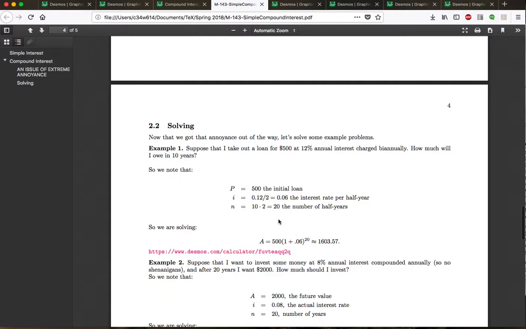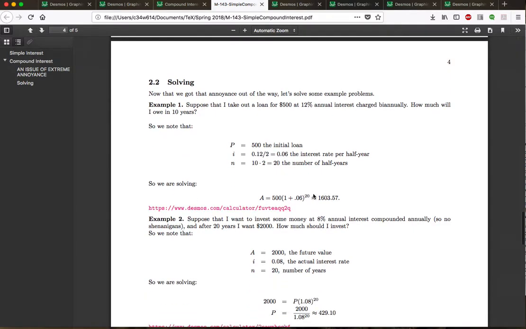So in this first example here, you take out a loan for $500 at 12% annual interest compounded biannually. How much do you owe in 10 years? So interest charged biannually means 6% interest for 20 half years. And so the amount you owe in the future is your $500 times 1 plus the 6% interest to the 20th.